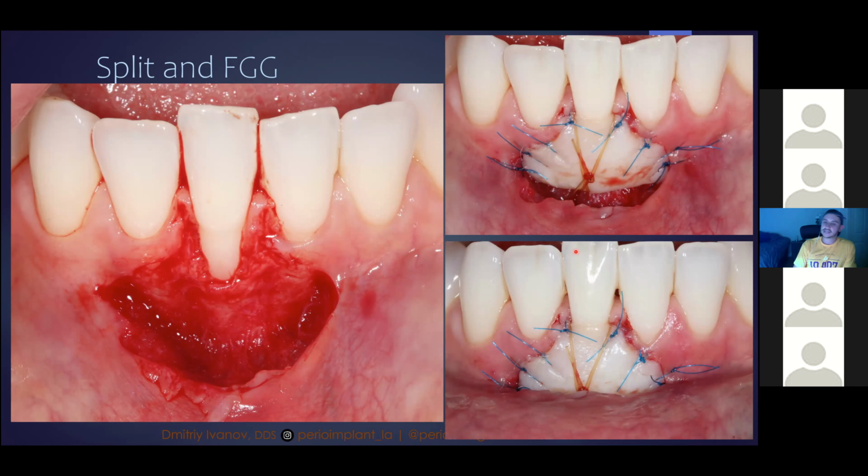The graft is taken nice and thick, and you can't really appreciate it on this picture, but the graft is at least 2 millimeters in thickness. So it's very robust, very thick. The thicker the graft, the more likely it's going to survive on the periosteum, on the naked root surface, right? Because the root surface has no blood supply. The rest of the procedure is the same. You have to stabilize the graft, you have to secure the graft.